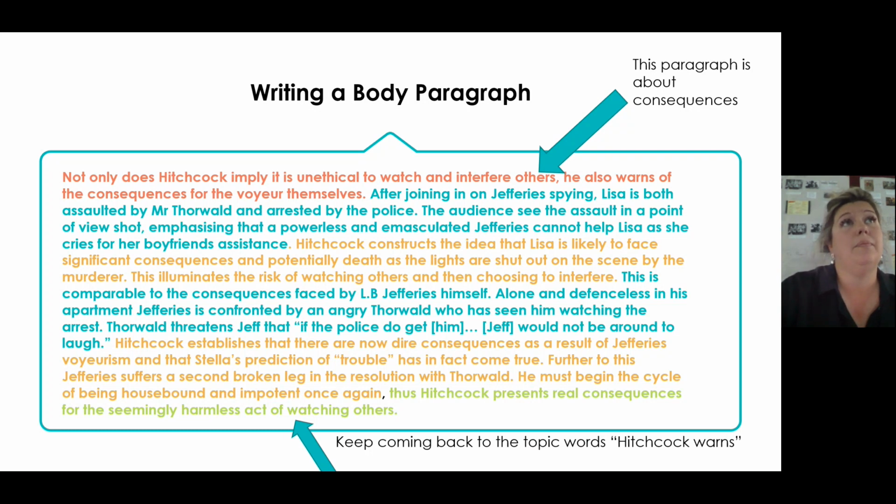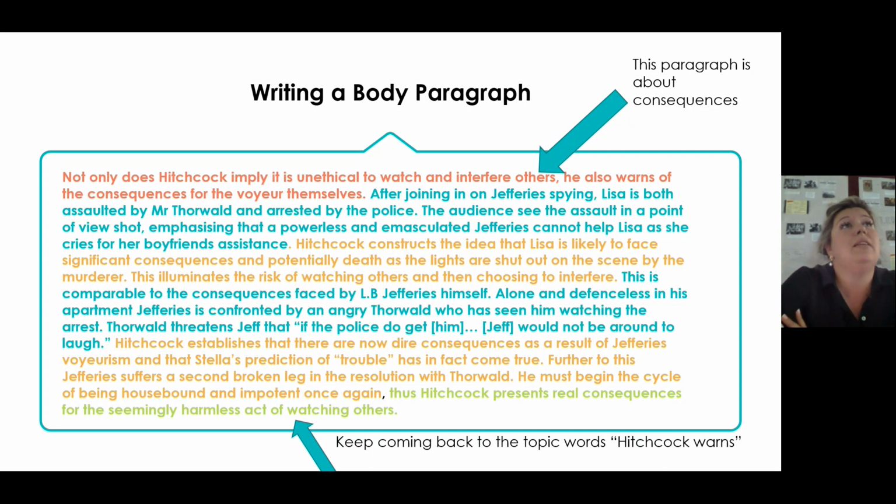Second example. This is comparable to the consequences faced by L.B. Jeffries himself. Alone and defenceless in his apartment, Jeffries is confronted by an angry Thorwald who has seen him watching the arrest. Thorwald threatens Jeff that if the police do get him, Jeff would not be around to laugh.